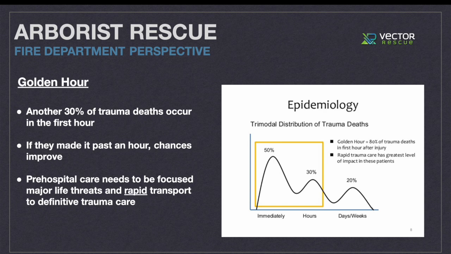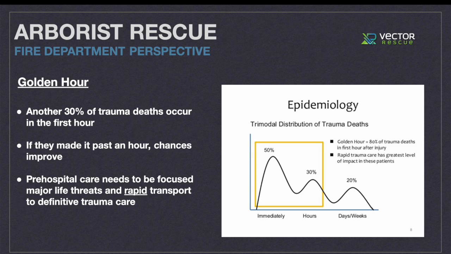In the duration of that hour is when another 30% of trauma deaths occur. These are the victims that have made it to the hospital but still have severe complicating injuries. Typically, once they make it past an hour, their chances improve a little bit. And in the days and weeks that go by, the rate of death tremendously goes down. But generally speaking, when they look at studies of trauma deaths, 80% of trauma deaths are occurring in the first hour after injury, which is really where the golden hour concept came from.